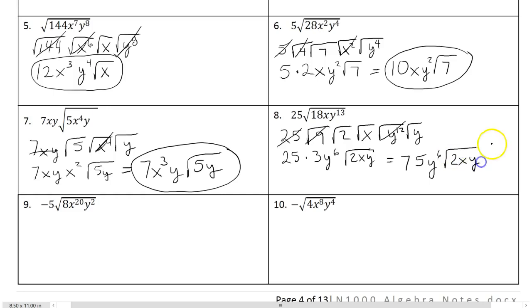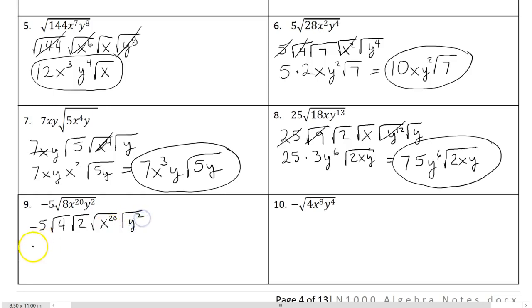In this example, factor 8 into the perfect square 4 times 2. X to the 20th and y squared are both perfect squares, so they don't need to be factored. The square root of 4 is 2. The square root of x to the 20th is x to the 10th. The square root of y squared is y, leaving just the square root of 2. Final answer, negative 10 times 10x to the 10th times y times square root of 2.